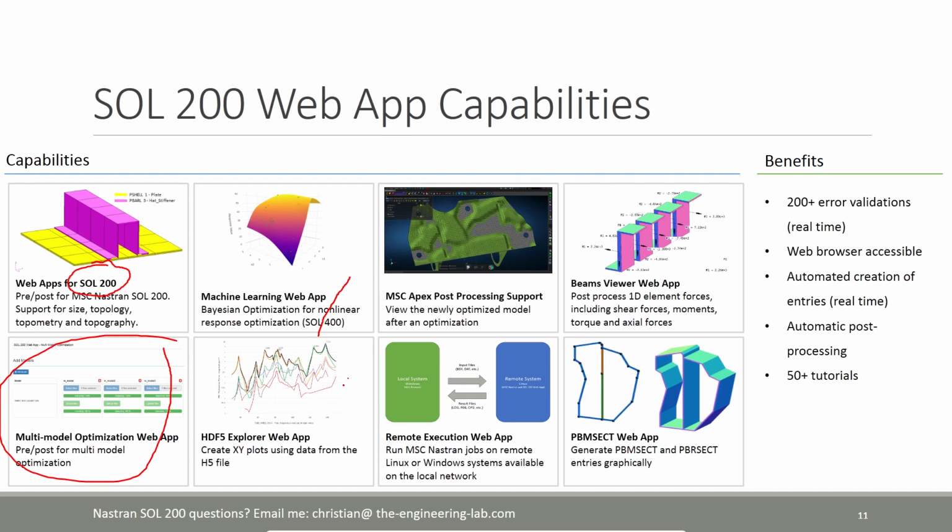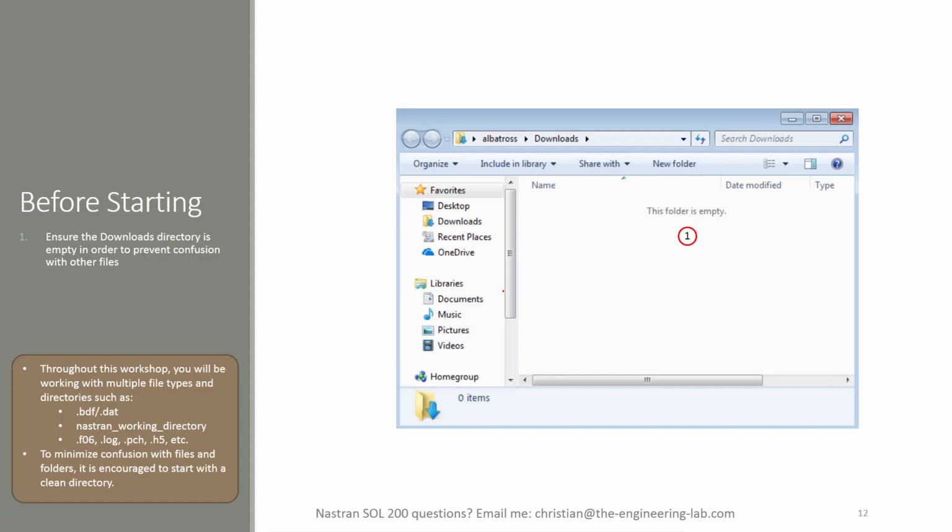If you want to build plots with Nastran data, if you're someone who's using Excel and the F06 file to manually create plots, I definitely encourage you to look at the HDF5 Explorer to automatically build your plots. And there are some other capabilities that are worth looking out for in the software. So let's go ahead and get started.